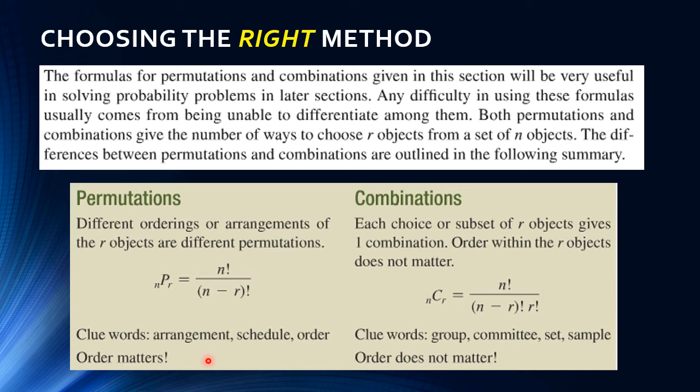Combinations, on the other hand, order does not matter, okay? So this is when you rearrange a subset or rearrange the members in a group, and you really have the same group. So you have the words group, committee, set, or sample. All of these are clues that you are doing a probability combination problem.